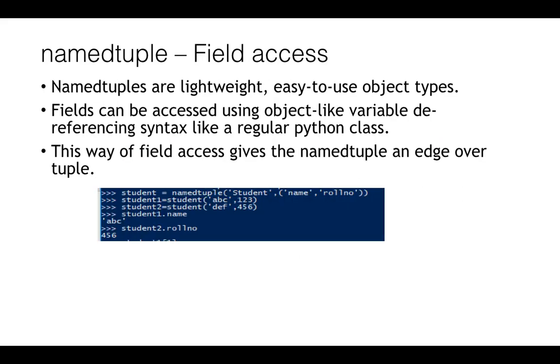Let's move towards how the fields are accessed in the Namedtuple. So Namedtuple fields can be accessed using the object-like variable dereferencing syntax that you use for a Python class. So here you can see the same example that we have used earlier. The student1 and student2 are Namedtuples, and you can access the fields name and roll number just by using the dot operator like we do for any class objects in Python.